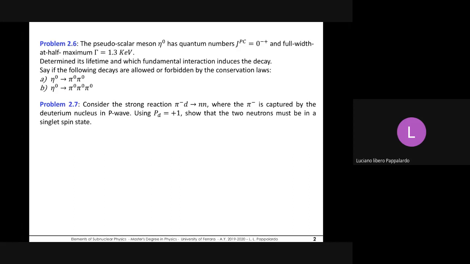So consider the strong reaction pi minus plus deuterium that gives a neutron pair, where the pi minus is captured by the deuterium nucleus in a p wave. Knowing that the intrinsic parity of the deuteron is +1, show that the two neutrons must be in a singlet spin state. So this is a little bit more elaborate.